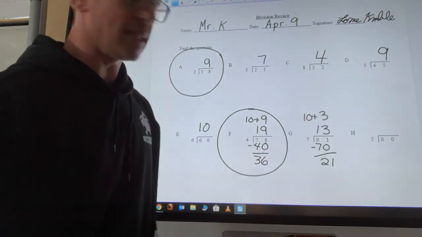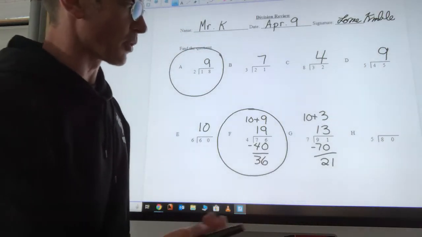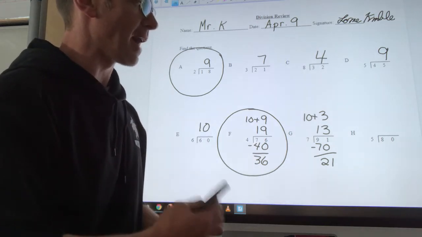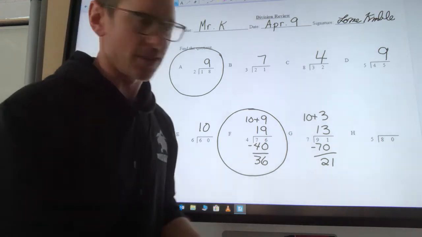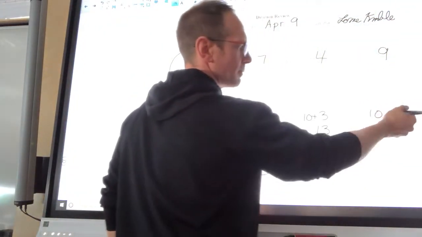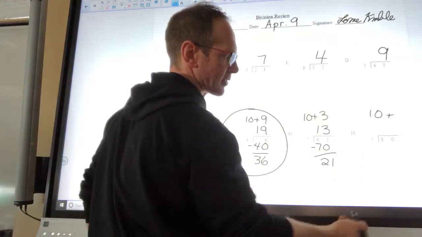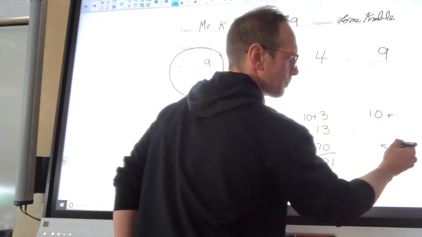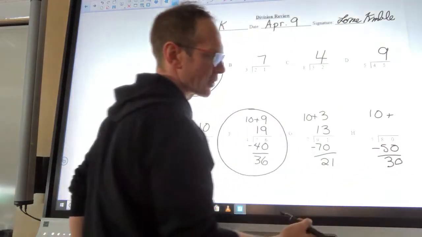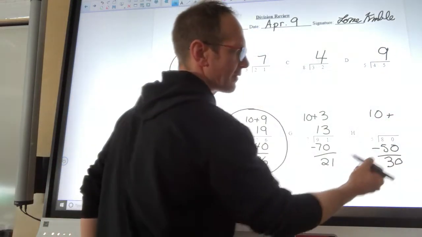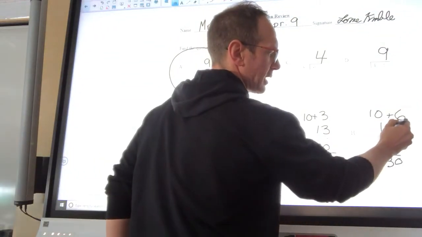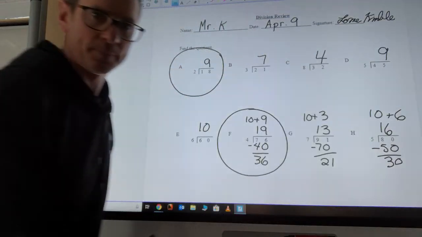Looking at H, we have 80 divided by 5. Once again, we know it's going to be more than 10 because 10 times 5 is 50. But we know it's going to be less than 20 because 5 times 20 is 100. So that's too much. So it's going to be 10 and something. So let me say 10 plus something is going to get us this answer. 10 times 5 is 50. That's going to leave us with 30 left over. 80 minus 50 is 30. Now 30 divided by 5 is 6. So our answer is 10 and 6, which is 16. 16 times 5 is 80.